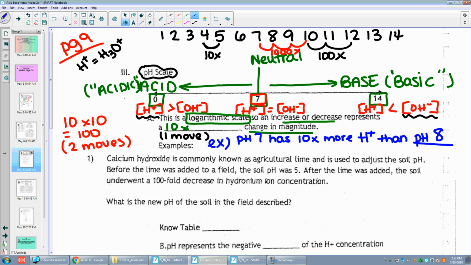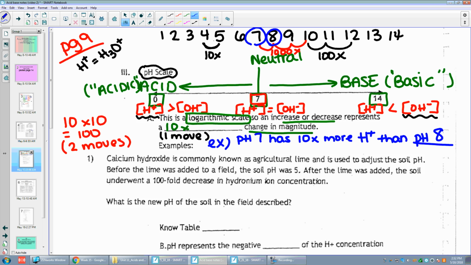Think, because if you're looking up here, 8 versus 7. 8 is moving on the basic side, so it's getting more OH, less H. 7, I have equal amount. So as I move down my scale, I get more H plus.